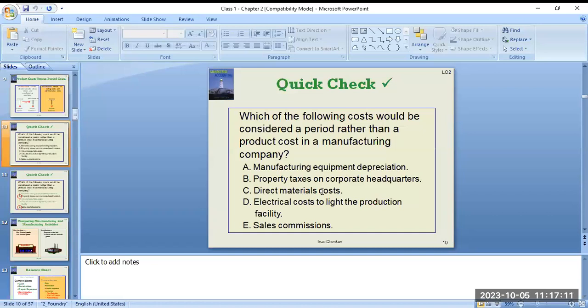Now, electrical cost for the lighting of the production facility: product cost. If it was electrical cost for the lighting of the headquarters, then it would be an expense, a period cost. Make sense? Yes. Sales commissions: expense, or period cost. Right? Okay, so property taxes and the sales commissions, those are period cost. Everything else is product cost.